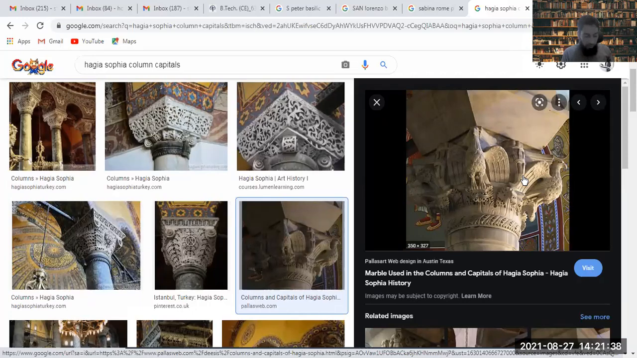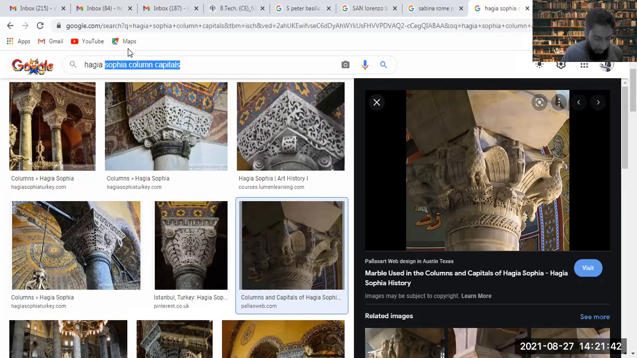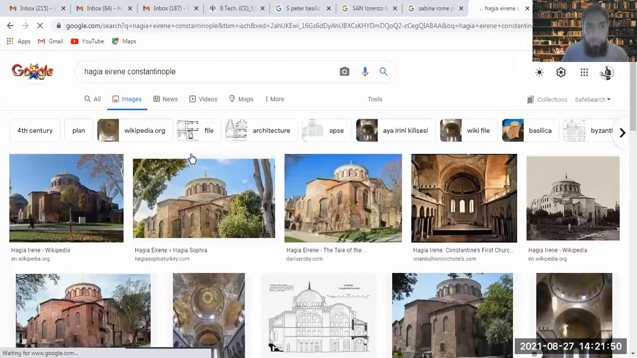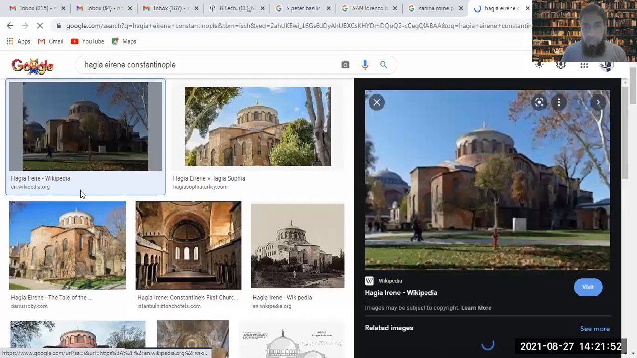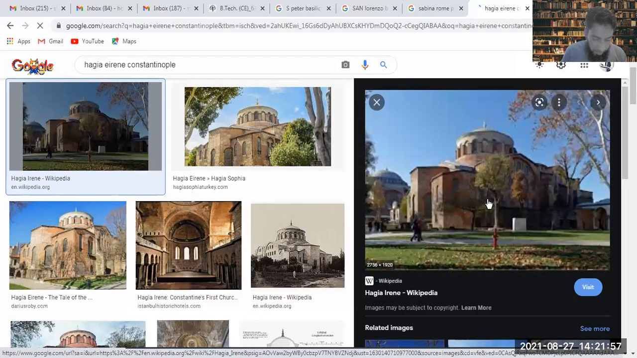So apart from Hagia Sophia, there are many more which were constructed in Constantinople, like Hagia Irene, which resembles the Hagia Sophia, and these were constructed around the same time in the 11th century. So this is Hagia Irene in Constantinople.